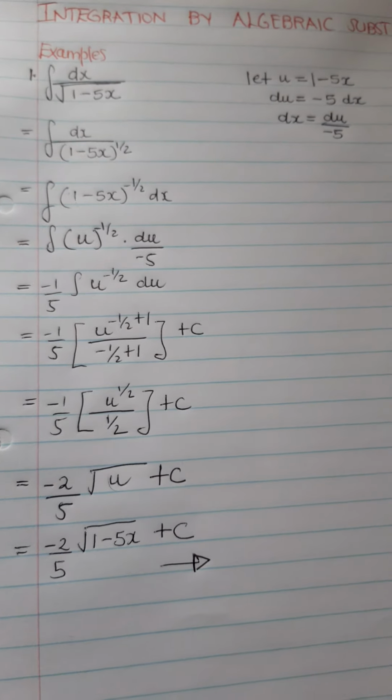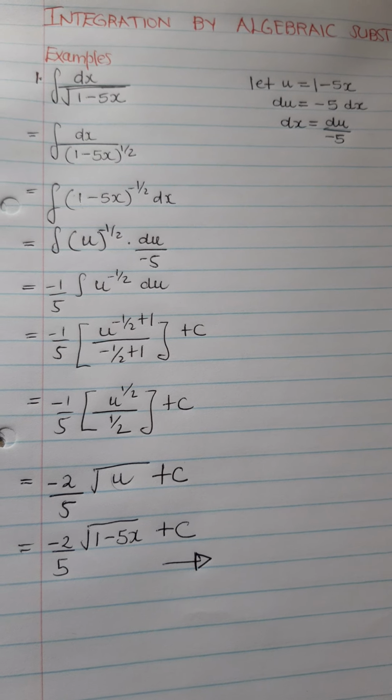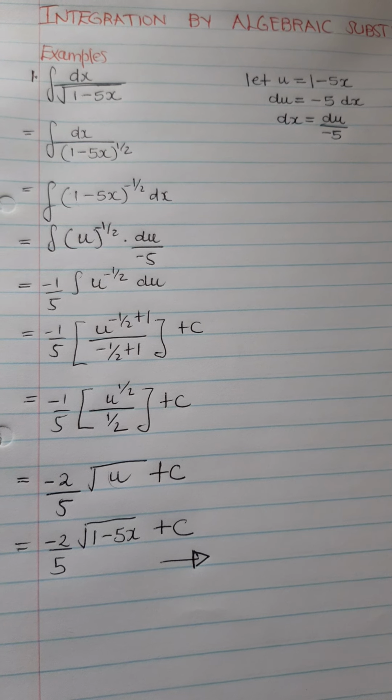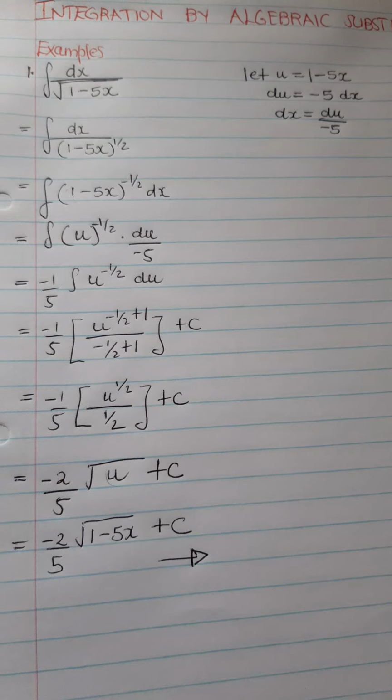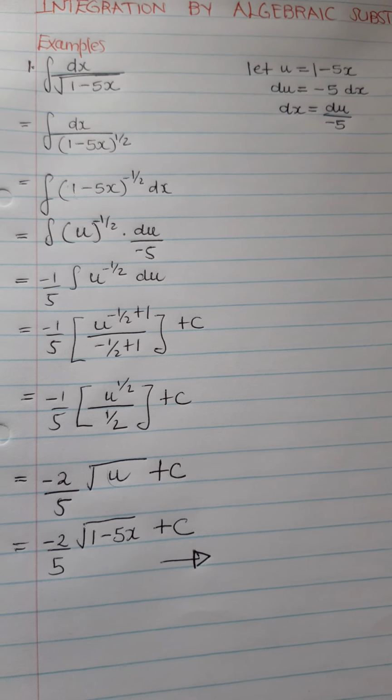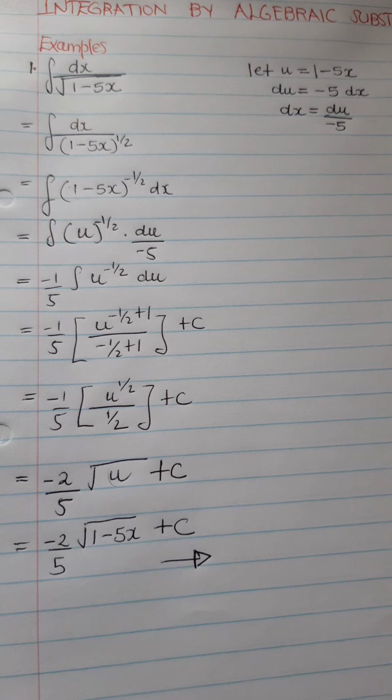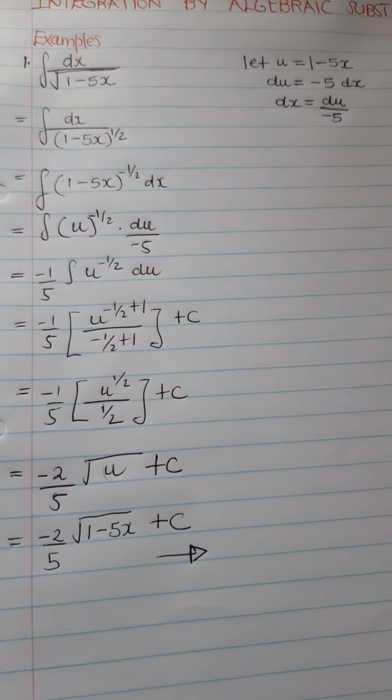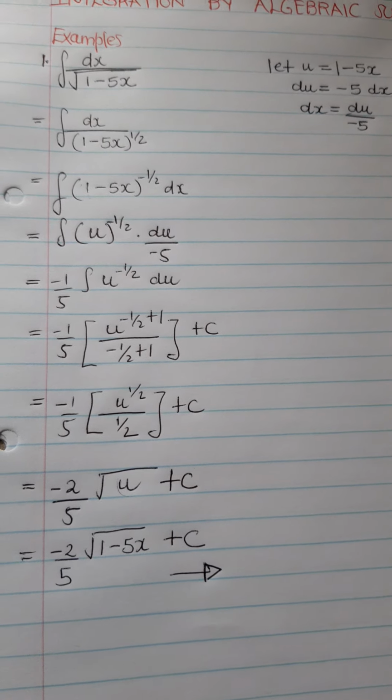So I hope this is clear. The first step is to simplify, and then you write the equation in terms of u. You eliminate anything that has x and replace it with u. And then from there, you apply the standard rules of integration. Fine. Now let's look at the second example.